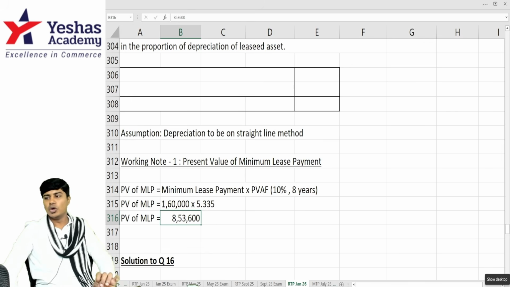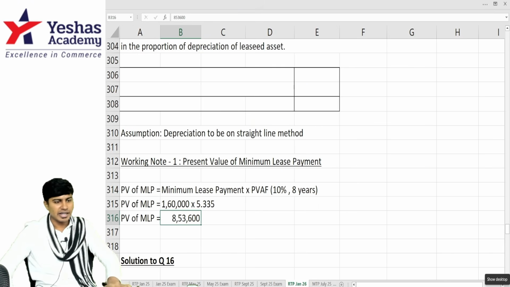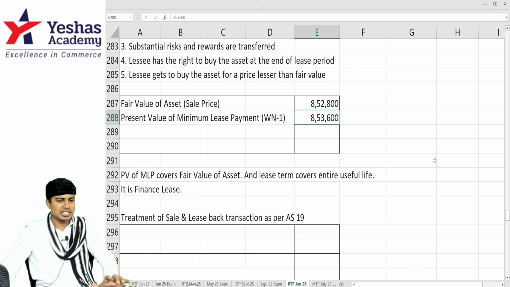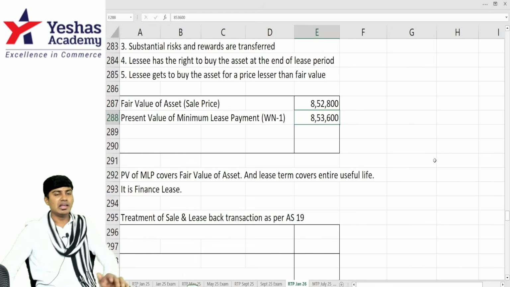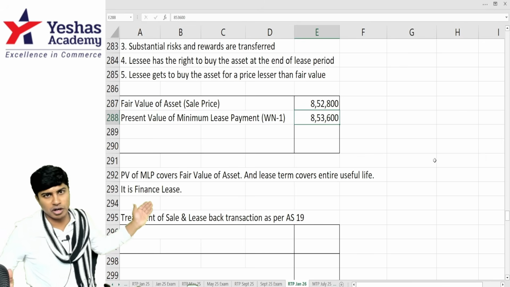8,53,600 is the value. Those of you who are finding this difficult, you have skipped time value of money in foundation, you skipped time value of money in FM. Please do that and then look at this. 8,53,600 is the present value of MLP. It is substantially covering the full fair value of the asset and much beyond.